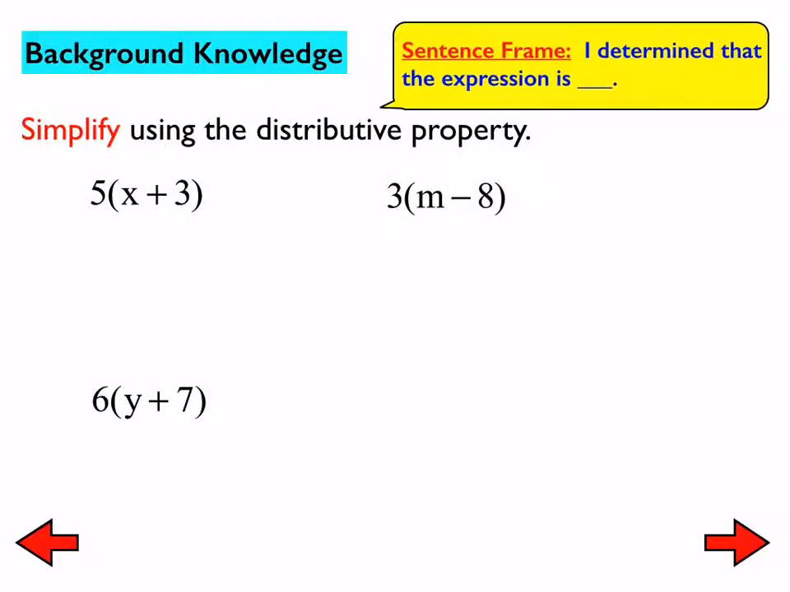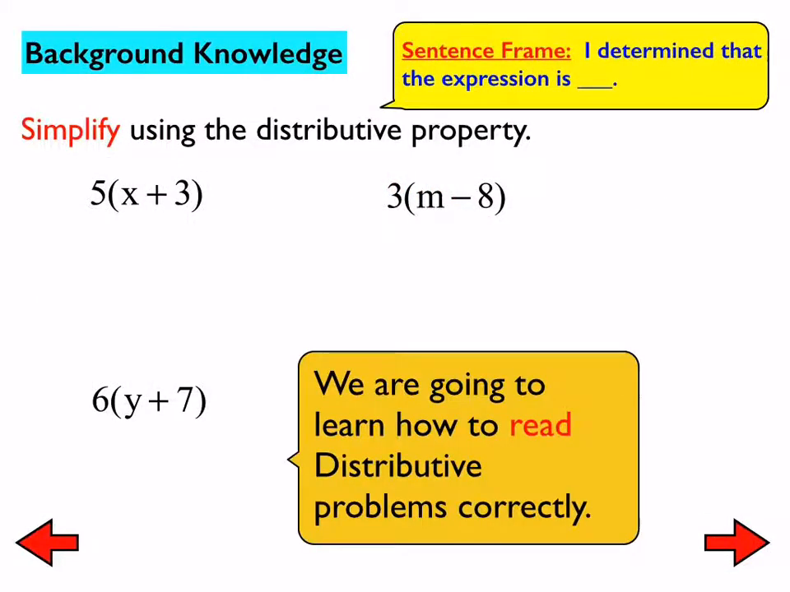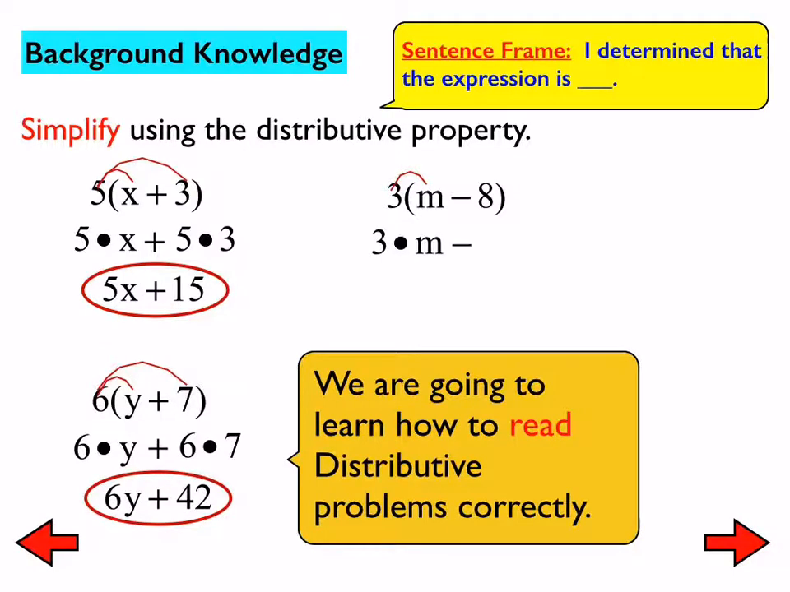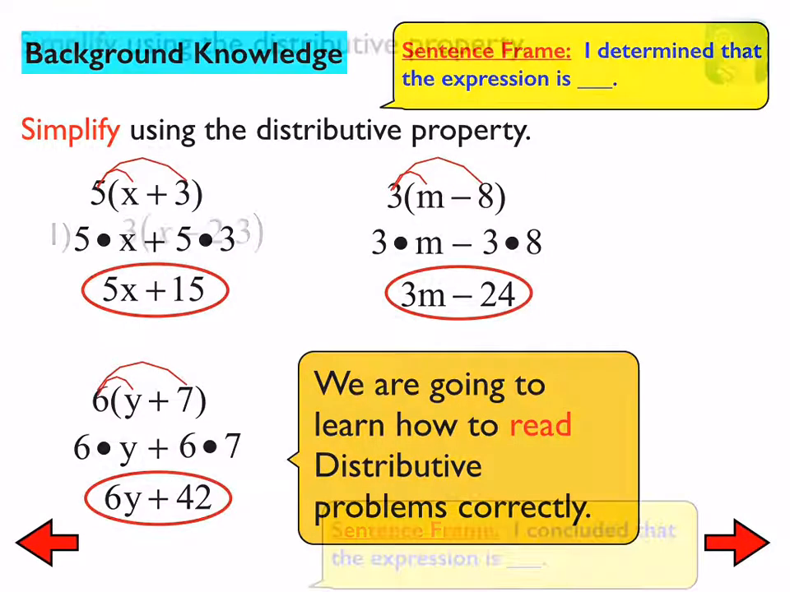Here is what we talked about yesterday, the idea of the distributive property, where we're multiplying the outside number by everything on the inside of the parentheses. So this one, 5 times the quantity of x plus 3 is equivalent to 5x plus 15. 6 times the quantity of y plus 7 is equivalent to 6y plus 42. And 3 times the quantity of m minus 8 is equivalent to 3m minus 24.